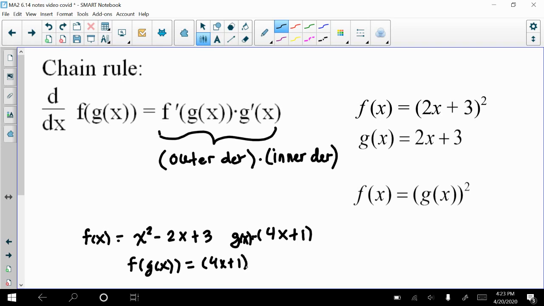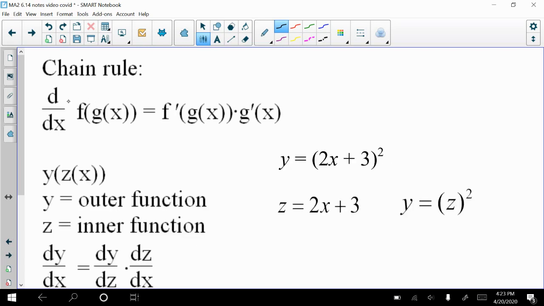Okay, (4x plus 1) quantity squared minus 2 times (4x plus 1) plus 3. So this would be the composition of the function. All right, so let's practice this then.